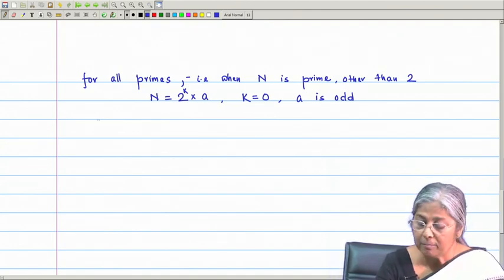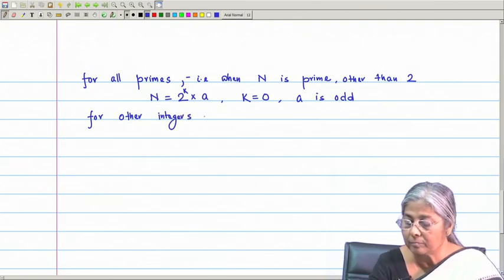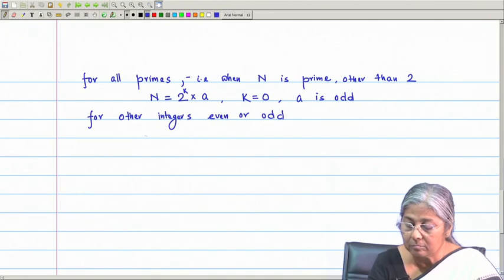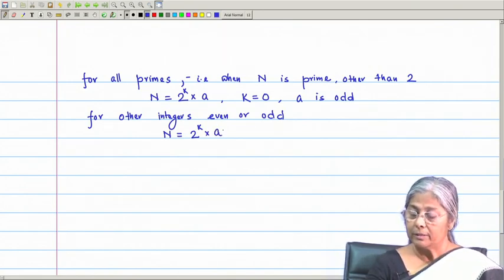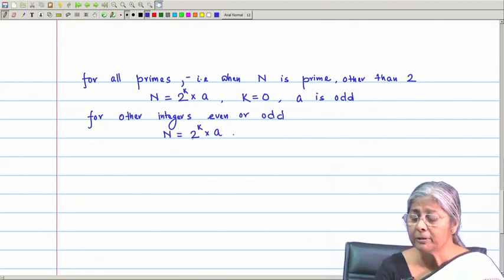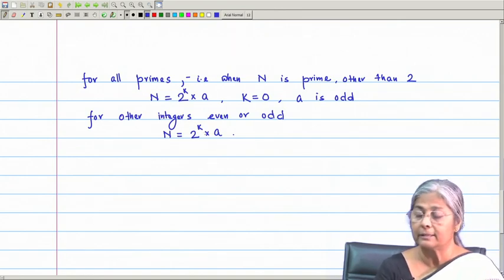And for all other integers, even or odd, we can represent n as 2^k * a, where a is an odd number. For even numbers, we must get at least one 2, which means the power k is in that case greater than or equal to 1.